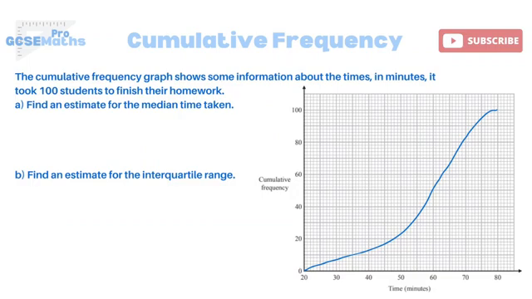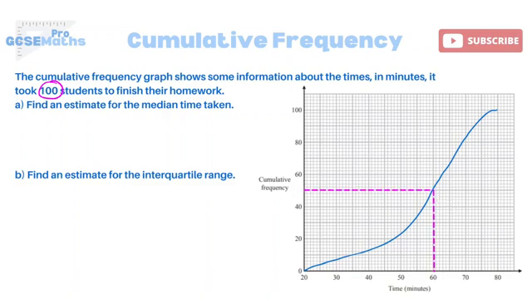Okay, so here we've got the cumulative frequency graph shows some information about the times in minutes it took 100 students to finish their homework. Part A, we want to find an estimate for the median time taken. So just repeating what we did before, this time we've got 100 students. So the median being half or 50%, we want to know where is student number 50, that's half, isn't it? So come to 50 on your graph on the y-axis, draw a line across and then down.